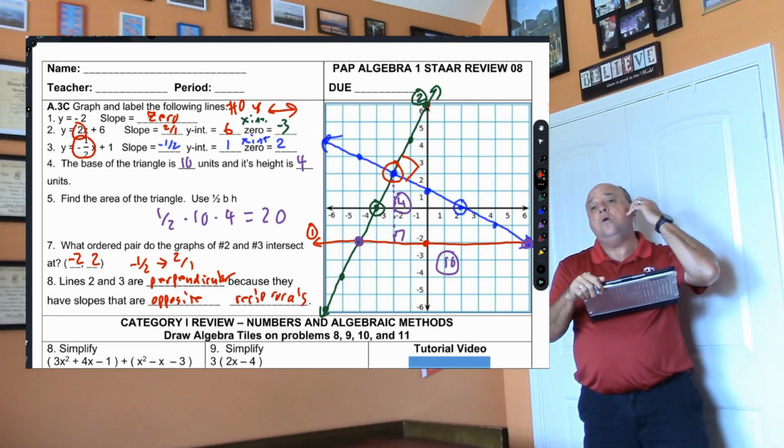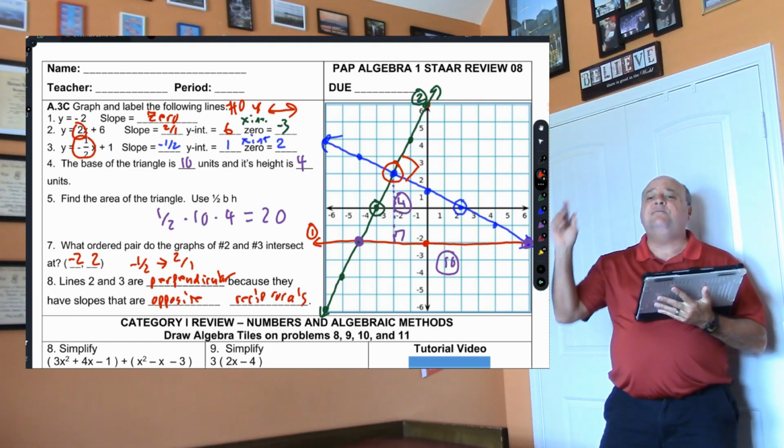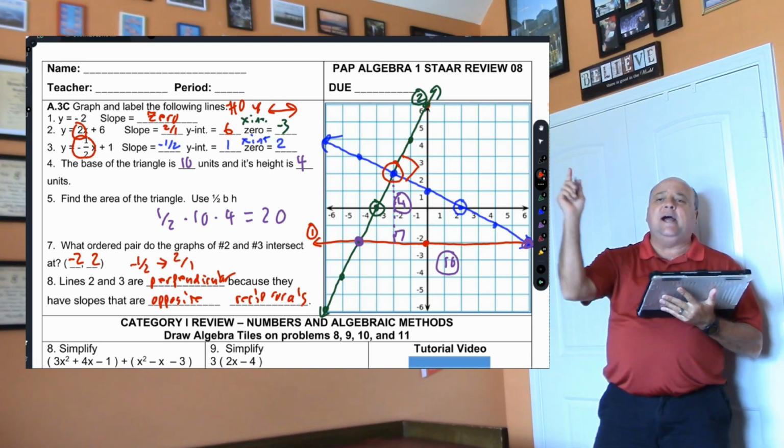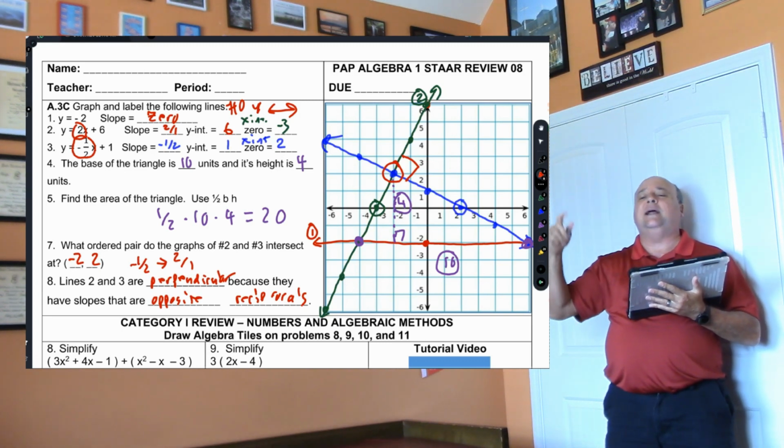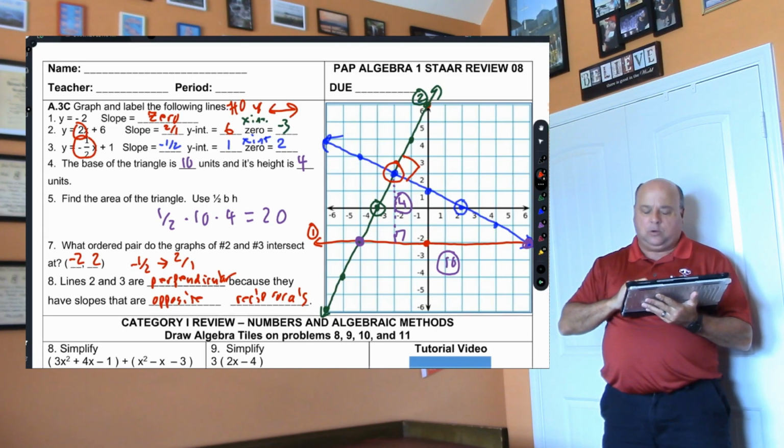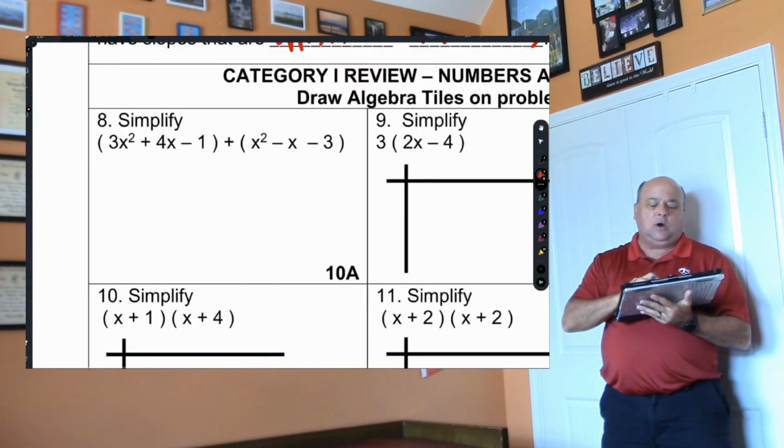Ho, ho, ho. FUN, fun. We've got to get better at graphing these 3 lines. Once you start doing this without a calculator, it gets real simple. Let's continue on to number 8.